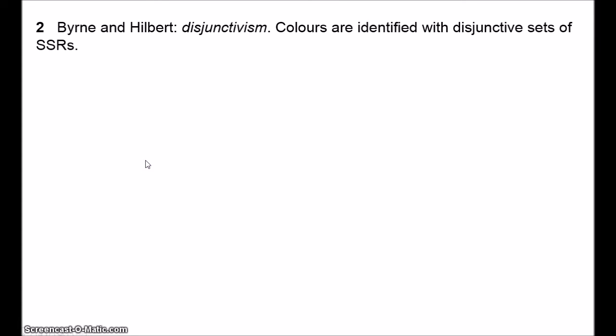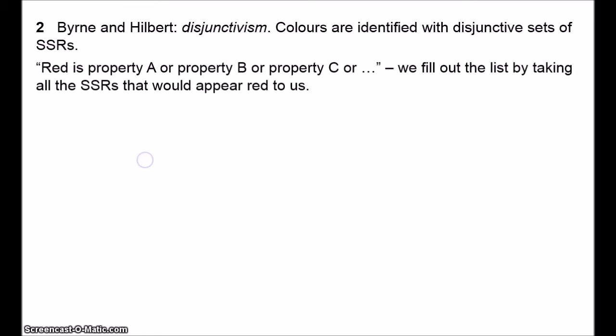A second option, the one favoured by Byrne and Hilbert, is disjunctivism. So this is the idea that colours are to be identified with disjunctive sets of spectral reflectances. We say that, for instance, red is property A, or property B, or property C, or property D, etc.